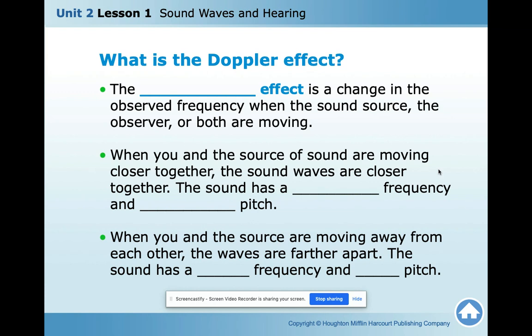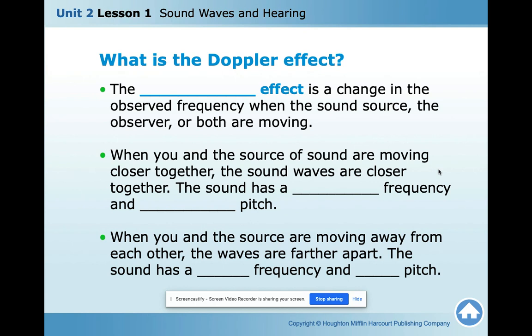When you and the source of the sound are moving closer together, the sound waves are closer together. So if that ambulance is coming towards you, the sound waves will be closer together. The sound has a higher frequency and a higher pitch, and that's because one object is moving towards the other. So the distance is no longer just the sound traveling, the ambulance is also traveling, so it makes that frequency build, okay? They're moving close together, so they're becoming more frequent, and if they're more frequent, that means they have a higher pitch. Okay, so the sound has a higher frequency and a higher pitch.